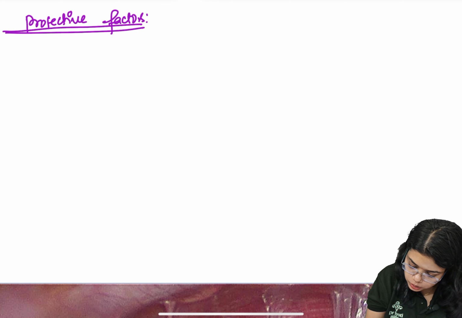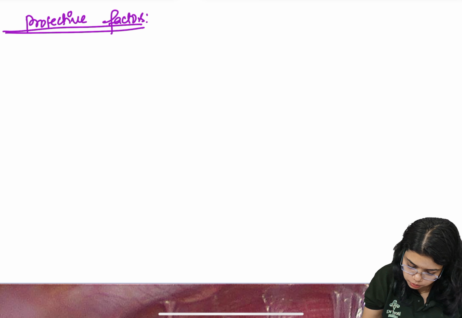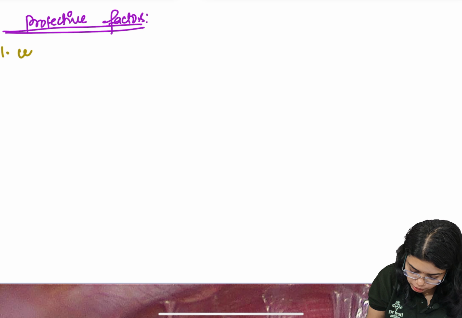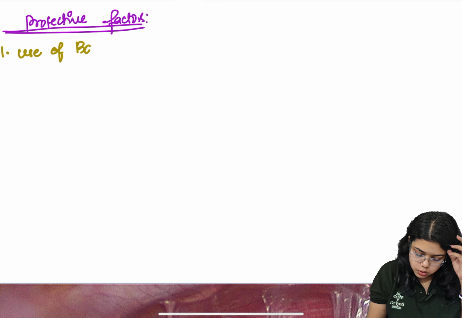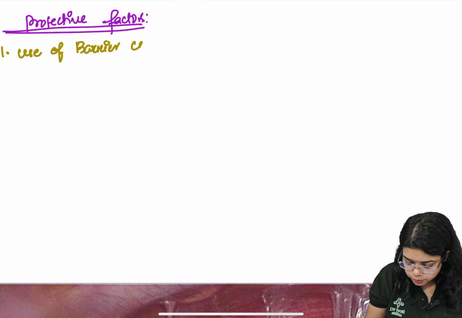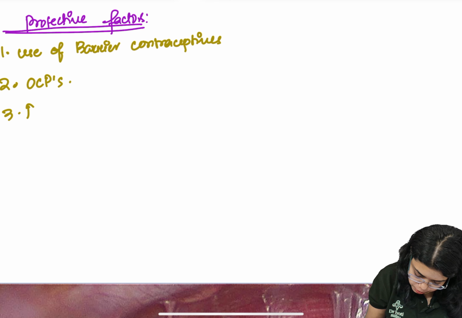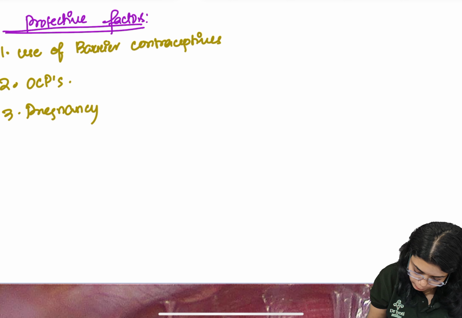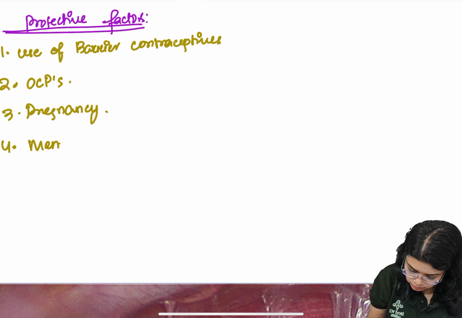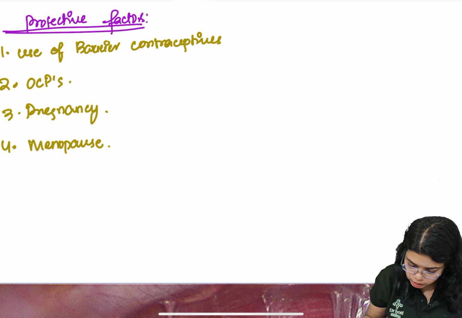So, what are the protective factors? The protective factors are, first, use of barrier contraceptives, use of oral contraceptive pills, which also prevent PID, pregnancy and menopause. These all are the protective factors.